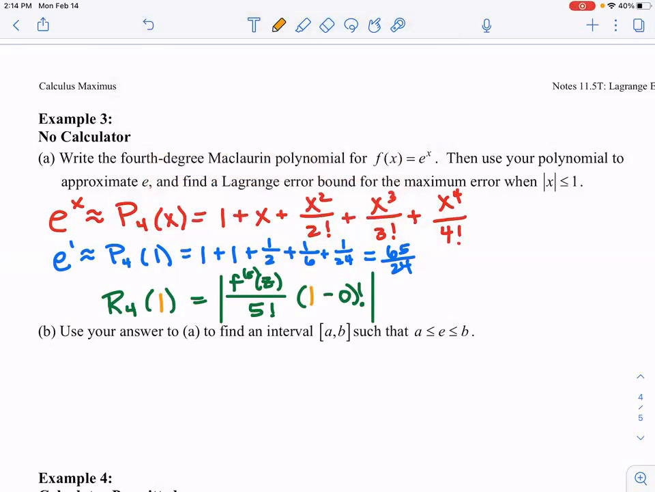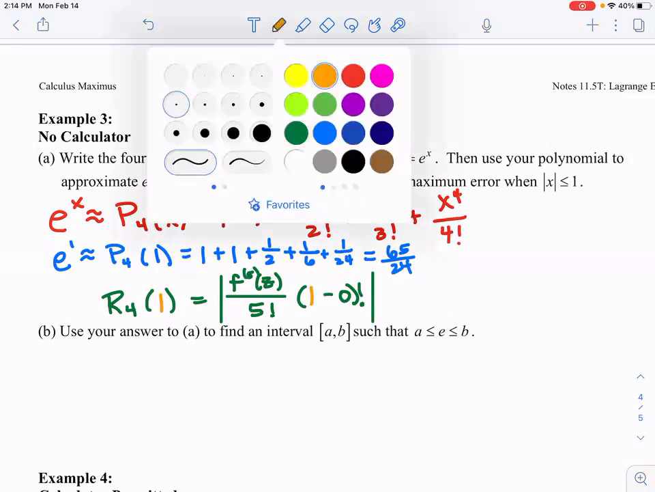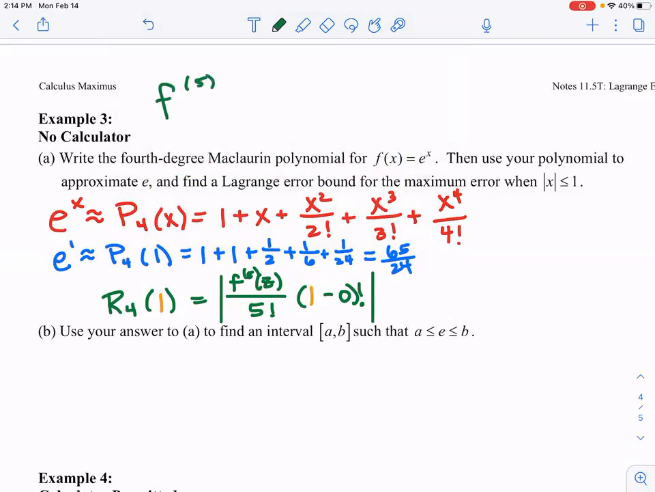Okay, now let's think about our 5th derivative. What is our 5th derivative? Okay, our 5th derivative is e to the x. What's the maximum of e to the x? Oh, yeah, there is none because it's an increasing function.